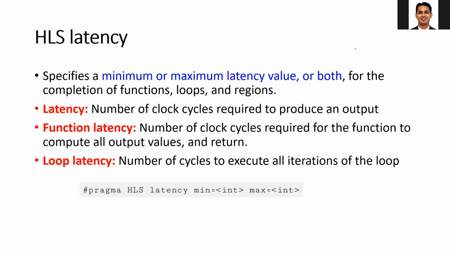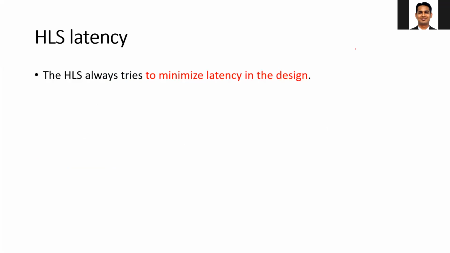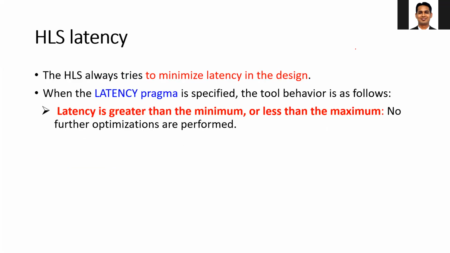In the case of a loop, the loop latency is equal to the number of clock cycles required to execute all the iterations of the loop. By default, as we know, the HLS tool tries to minimize the latency in the design. When you specify the latency pragmas, you specify the minimum and the maximum value. Without the latency pragmas, the tool will find all the possible implementations of your algorithm and then choose the one which gives the lowest possible latency.